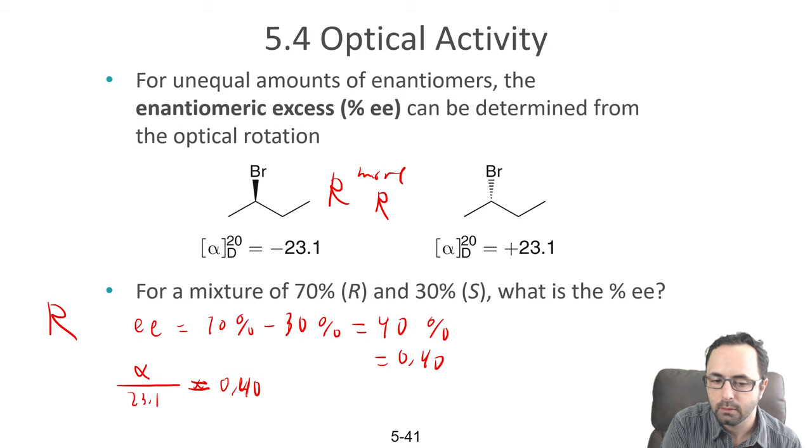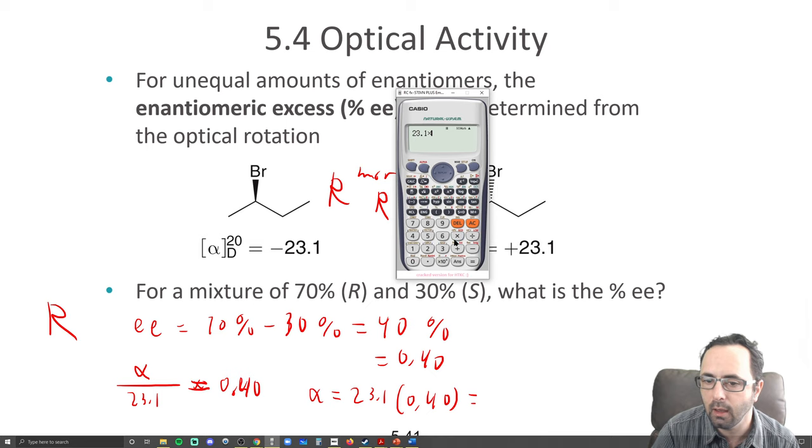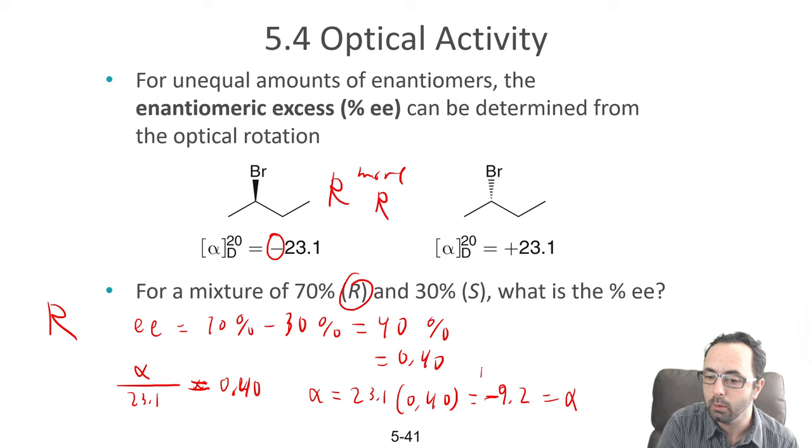Okay, and so what would be the actual observed optical rotation? It would be the 23.1 times 0.40. So 23.1 times 0.4 equals, and so we get 9.2. And the sign on this, you have to determine based on what there's more of. There's more R, which has a rotation in a negative direction. So the specific rotation for this mixture would be 9.2.